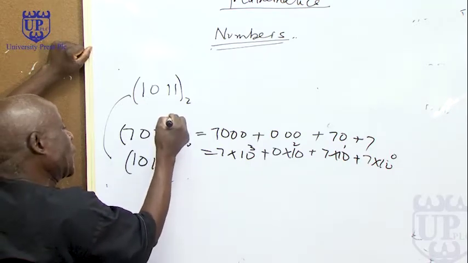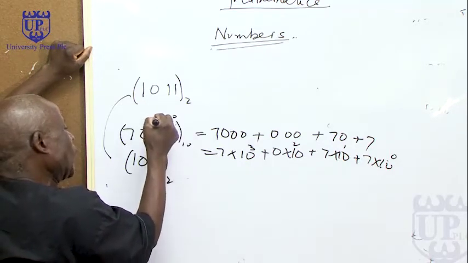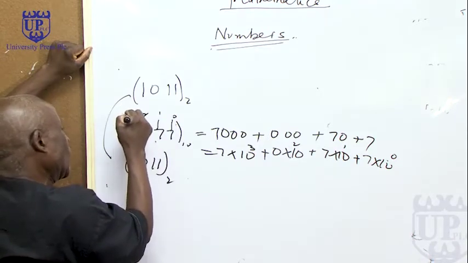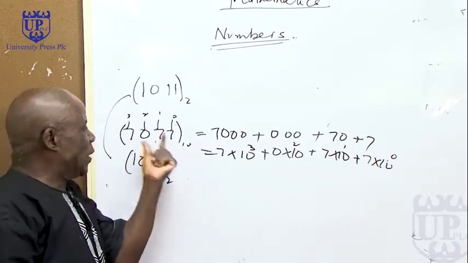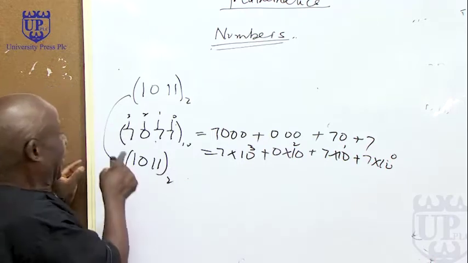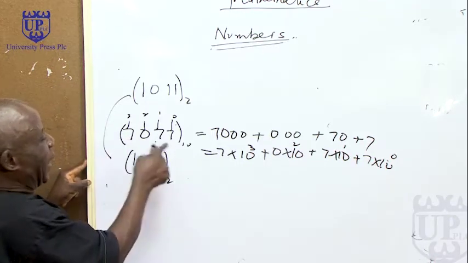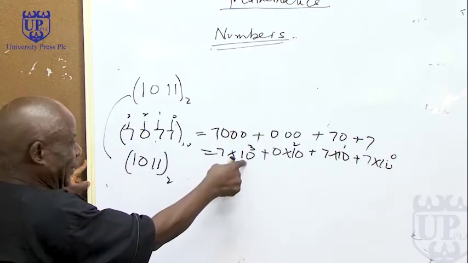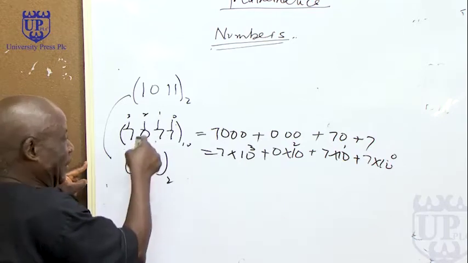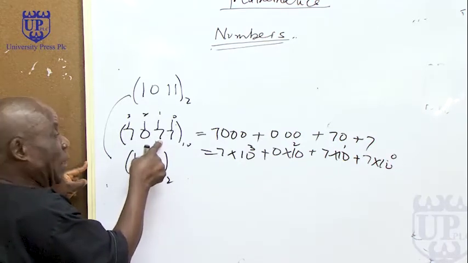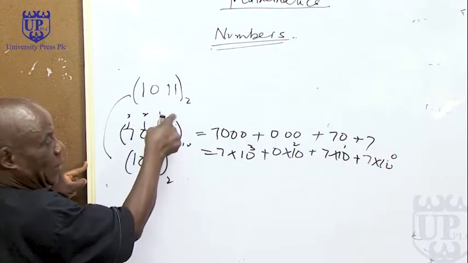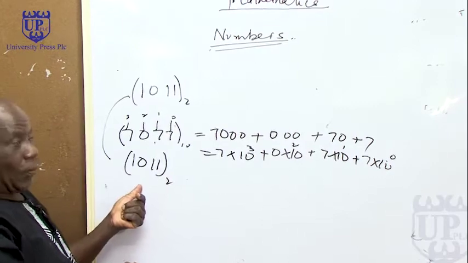That means we start from here, we call it origin. Then this one will be the first one, this one the second one, then the third one. Now what is the meaning of this? They are only saying expand, nothing more. This is 7 multiplied by 10 raised to power 3. That is this. 0 multiplied by 10 raised to power 2, because this is 0. Then the first one, 7 multiplied by 10 raised to power 1, then 7 multiplied by 10 raised to power 0.